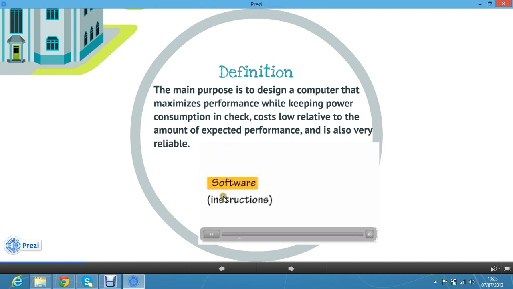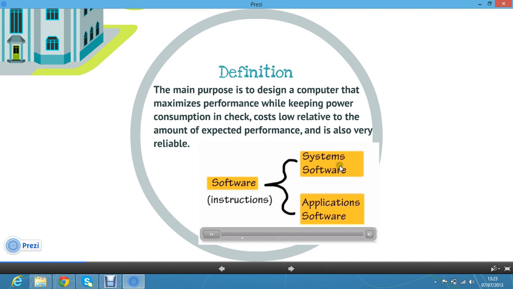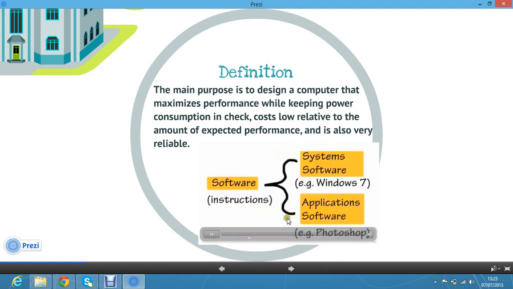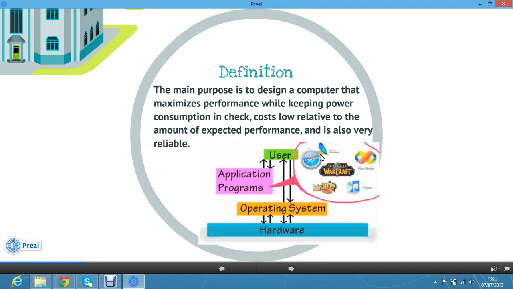Software includes all the programmed instructions in the computer. There is the main software, also known as the operating system, which controls and interacts with the hardware and software components. For example, Windows 7. Application software are programs like Photoshop, Internet Explorer, games, and World of Warcraft.